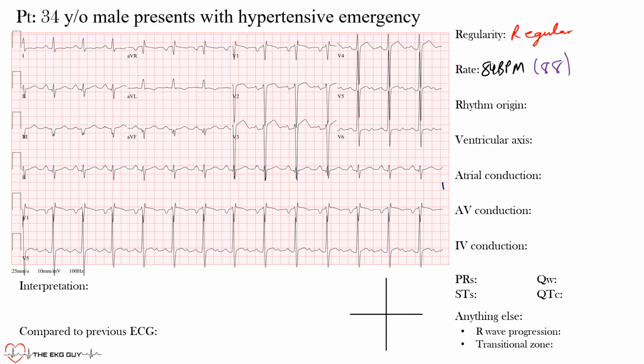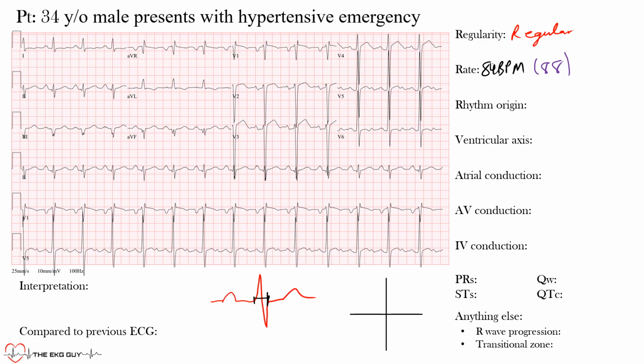The rhythm origin is the next step. Where in the heart is the rhythm originating from? That's pretty much the question when I have this rhythm origin stated there. There are multiple ways to look at it, but my training or thought process with this is: are the QRS complexes narrow or wide? So if you imagine what I'm asking myself, is this narrow or wide?